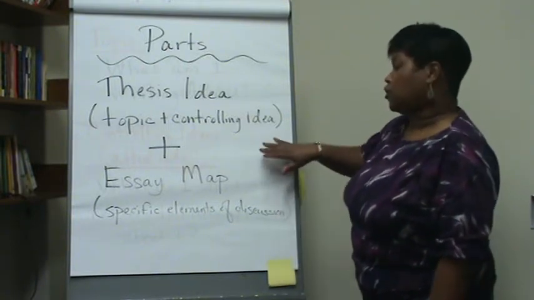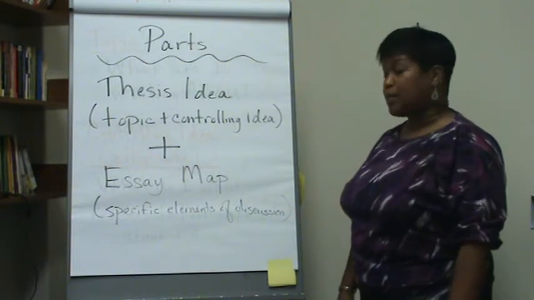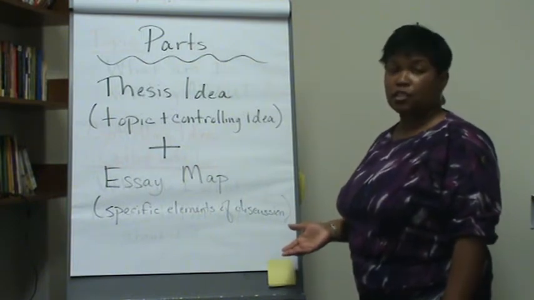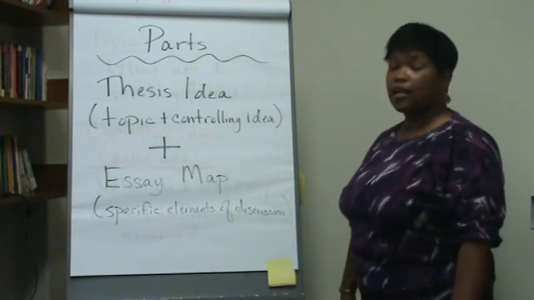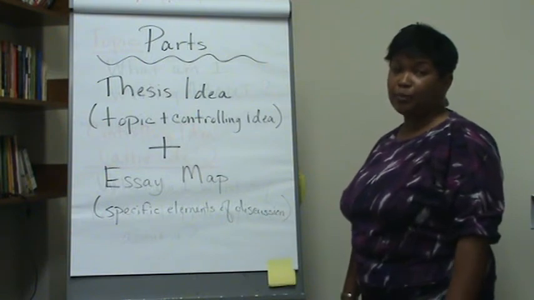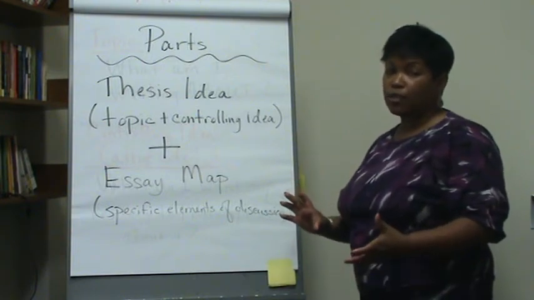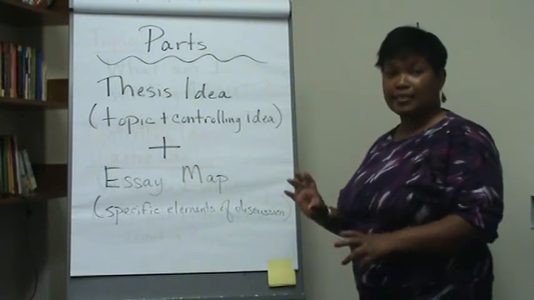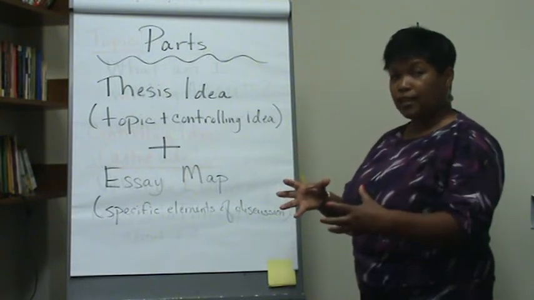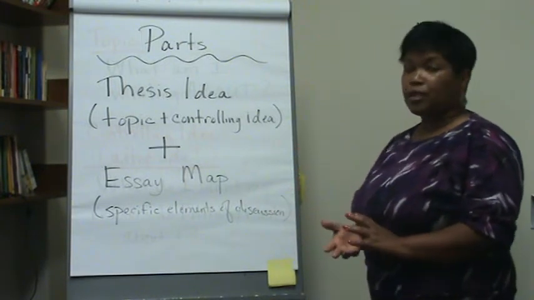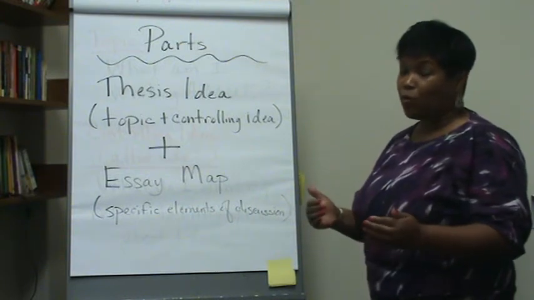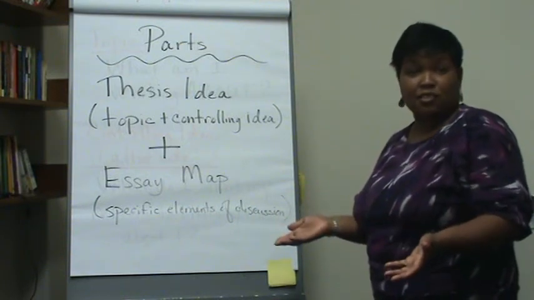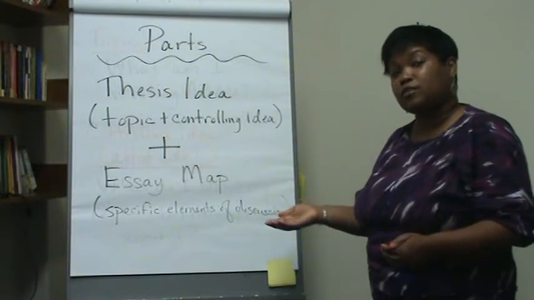You also need to have an essay map. The essay map is essentially just a list of the specific elements that you're going to be discussing in your paper. We'll talk about how that works within the construct of a thesis statement when you put those two things together. But ultimately, when you're thinking of an essay map, you have to think about what a map actually does, and that is tell us directions. Where am I going after this point?